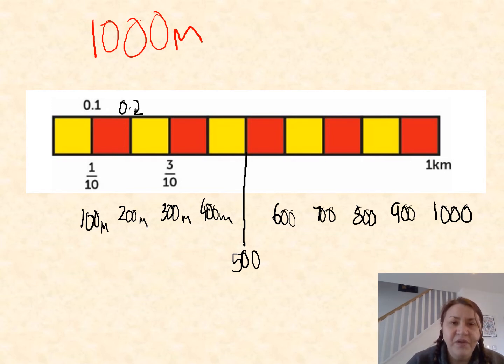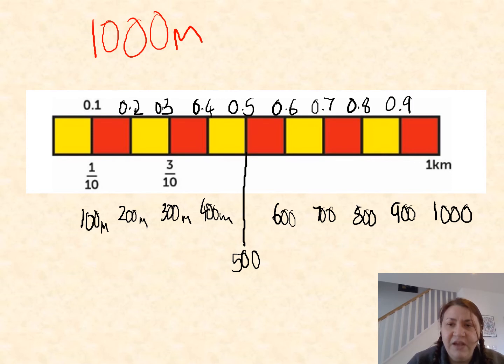0.2. What would the next one be? 0.3. Count with me. 0.4, 0.5, our halfway point, 0.6, 0.7, 0.8, 0.9, and then a whole, which is our kilometre, or 1,000 metres. Let's look at those as fractions.